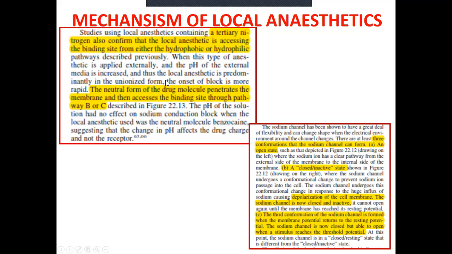Now, once it is bound, the conformation of the sodium channel changes. So without the drug, they will be in the open state, or inactive state, or resting potential state, now closed. So these are the three states available for the sodium channel in the normal condition. But when anesthetics are given, one of the steps is prolonged. Either the inactive state is prolonged or the resting potential state is prolonged. That depends on the drug.